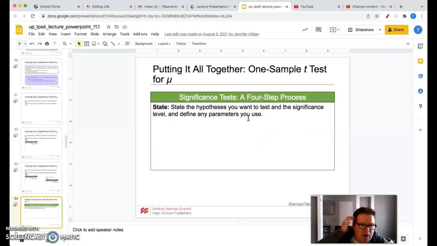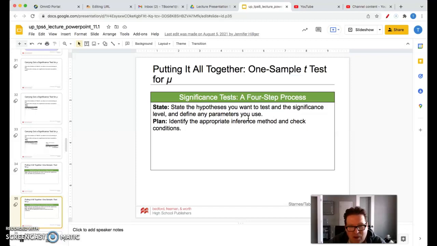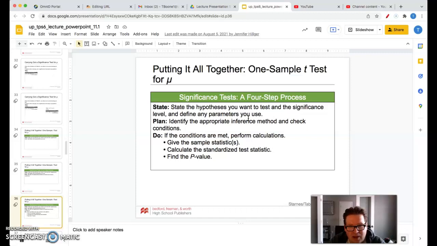Okay, so let's put it all together here, and let's see what we do for a one sample t-test for the population mean that we're looking for. So again, in the state, plan, do, conclude, we've seen that before, we're going to state the hypothesis and the significance level and any parameters that we use, similar to what we did before. Identify the appropriate inference. So again, make sure we mention it's going to be a one sample t-test, and then check our conditions there. Right, and if the conditions are met, then we're going to do our calculations. Okay, we're going to find that t-score, and then we're going to make a conclusion.